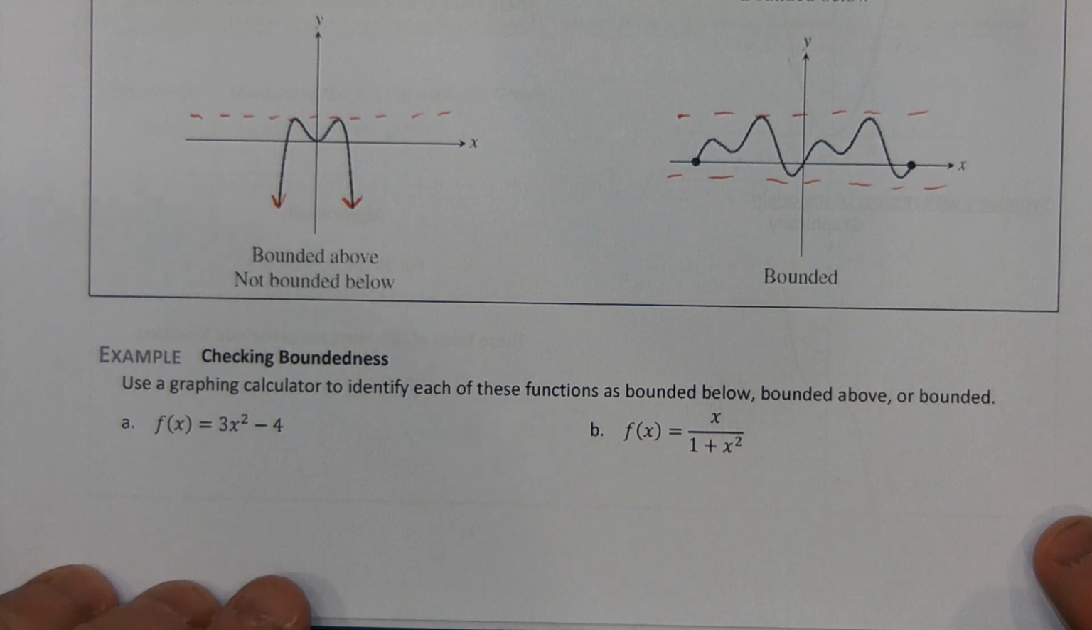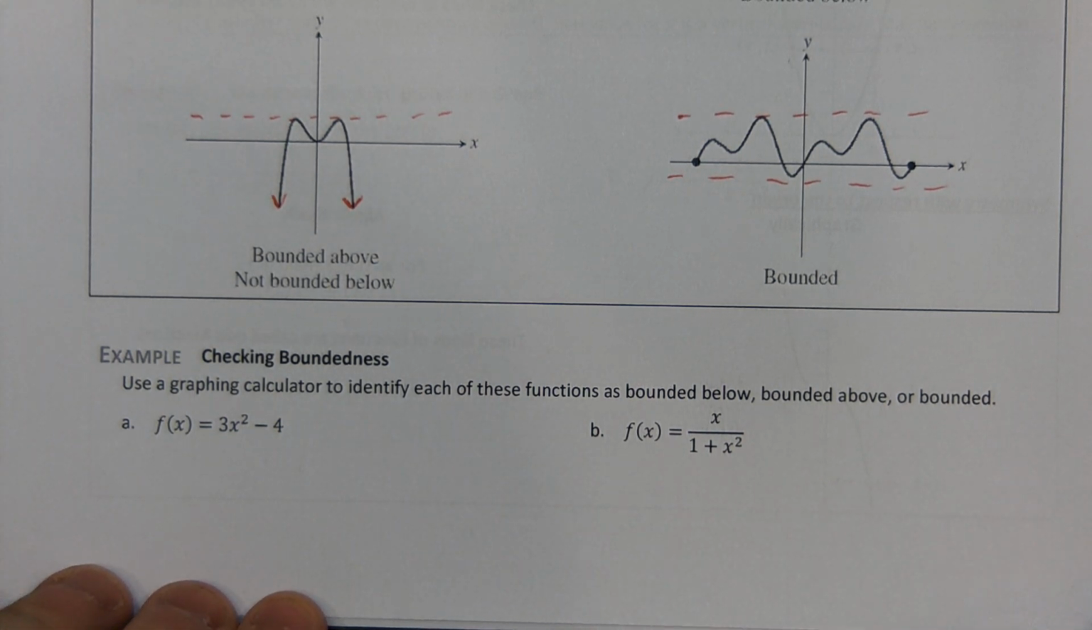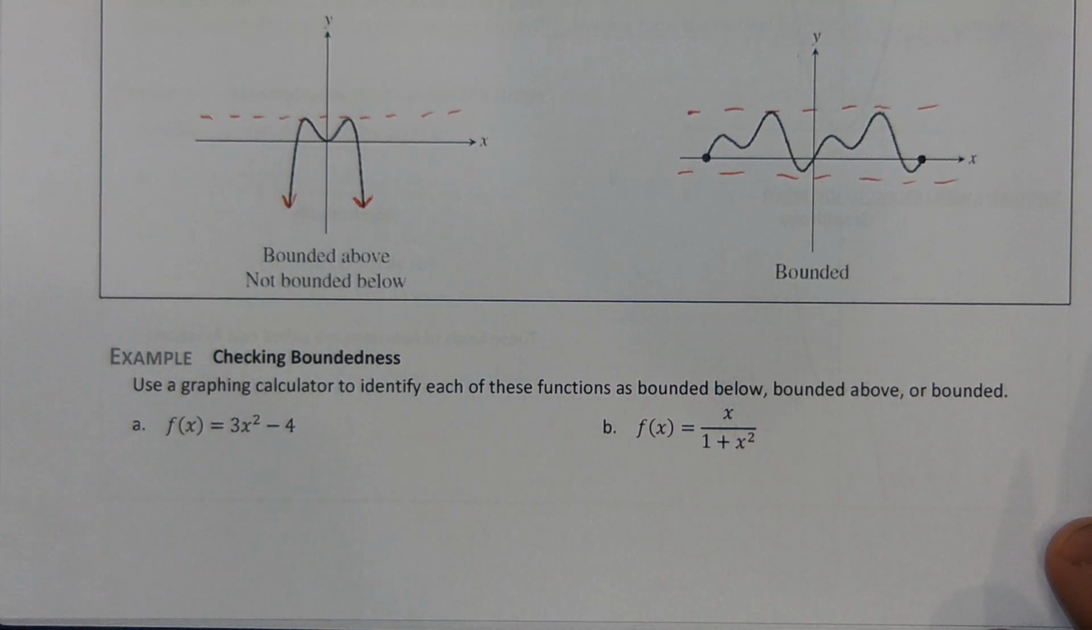So for these, we're legitimately just going to be checking for boundedness, and you don't need to know what the graph looks like. It does say to use a graphing calculator to identify bounded above, below, or just simply bounded. And if it's none of those three, we'll just say it's unbounded.